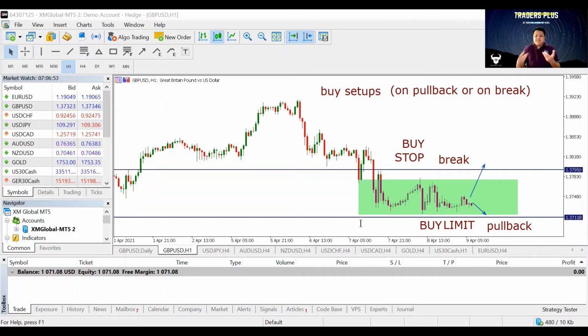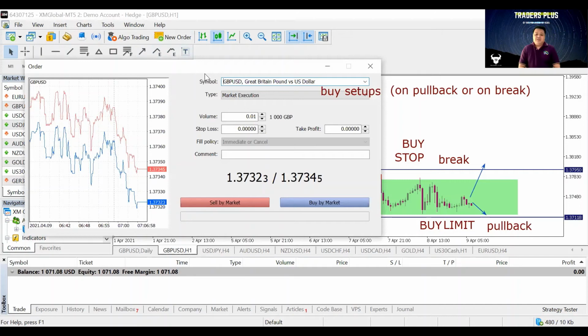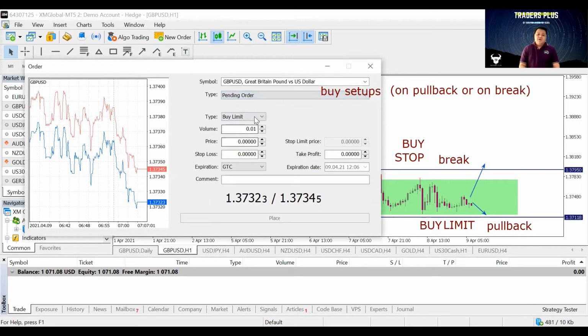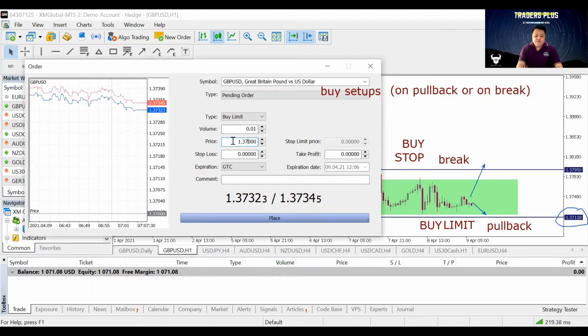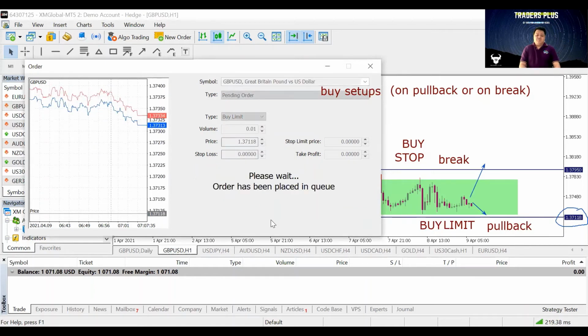Okay? So how do you set that up? Ganito lang po. Pupuntahan nyo lang dito yung new order. Then drop down, market execution to pending order. And then nandito na yung pagpipilian, whether it's a buy stop or a buy limit. Okay, so if that's a buy limit, i-enter nyo yung price kung saan nyo gustong pumasok. And in this case, ito yung price na gusto mong pumasok: 1.37118. Okay? So, siya yung ilalagay ko dito. 1.37118. Okay? So, there goes your buy limit.